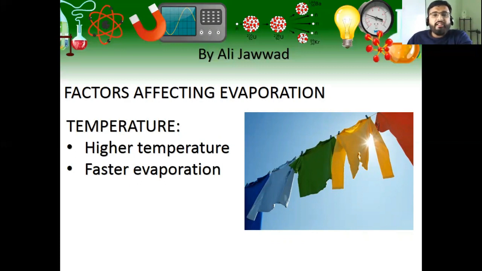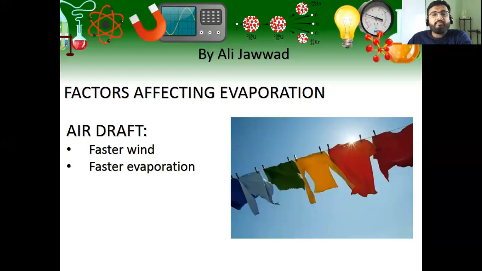Another factor is the air draft. When there is an air draft, the air molecules will carry the water vapors away with them and will dry the clothes at a faster rate. So the third factor which affects evaporation is air draft. It can be created artificially as well using electrical fans. So faster the wind, faster will be the evaporation.